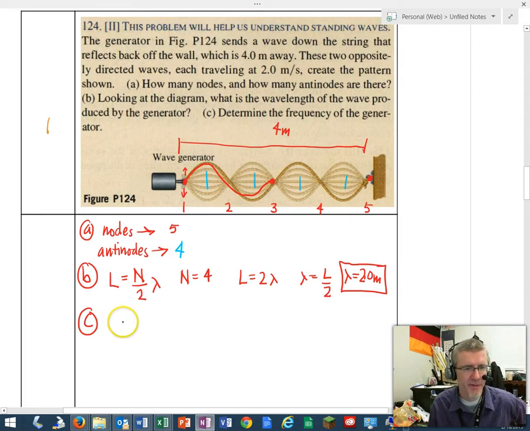C. What is the frequency of the generator? So, we know that velocity equals the frequency times lambda. We know that the length is that. We know the lambda is that. The frequency. We know that the wavelength that these waves travel.